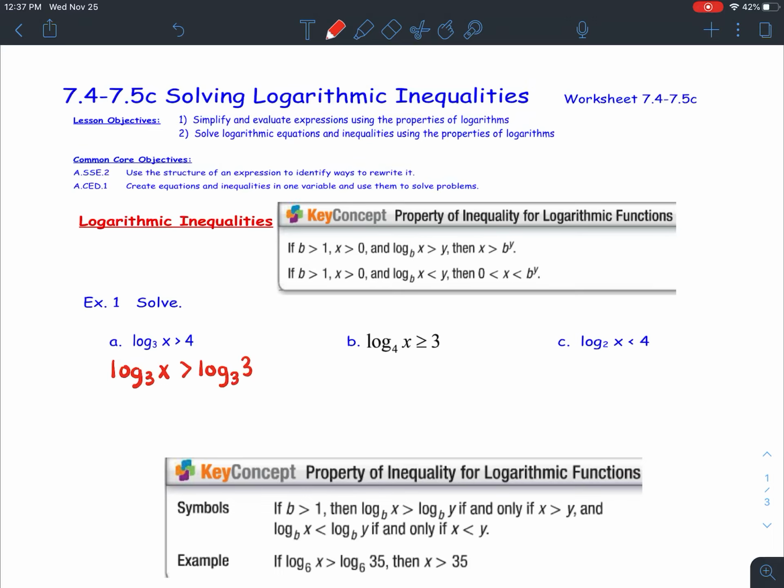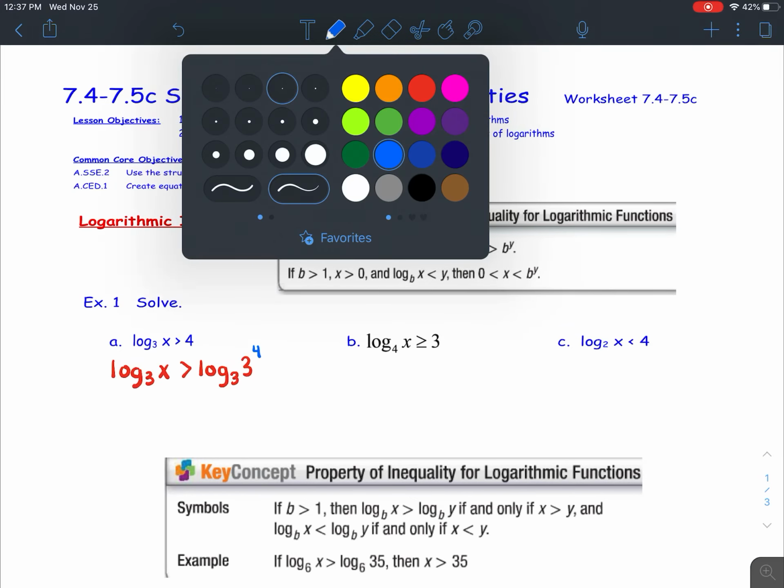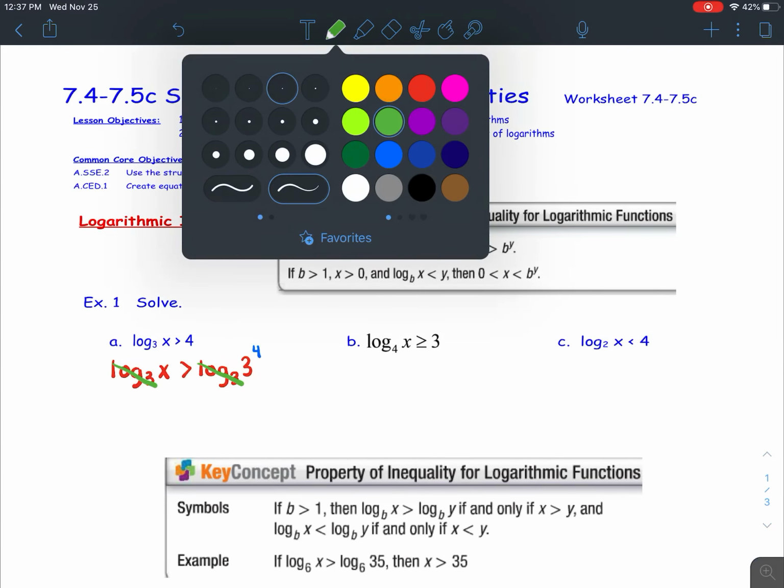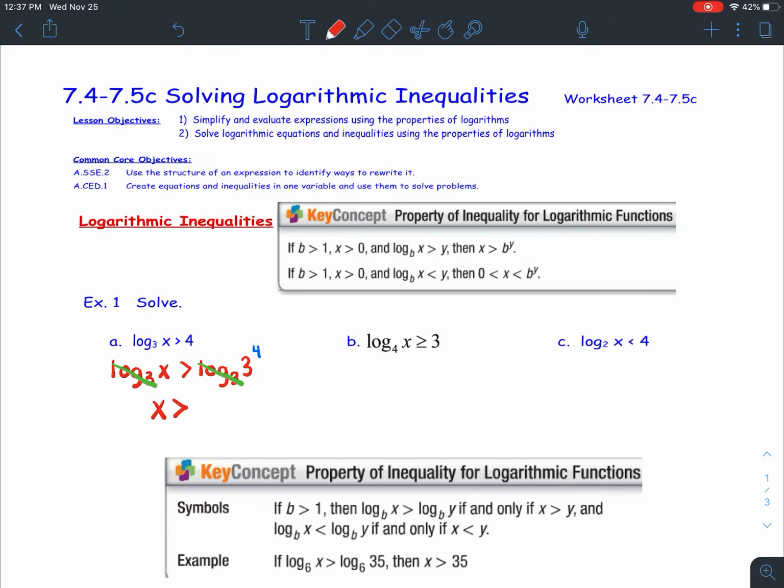So I'm going to choose 3 here, and then I'm putting the number 4 in the exponent. Okay. All right, now if I do the one-to-one property, remember you're only crossing off the log and the base. That leaves x is greater than 3 to the 4th, which would be x is greater than 81. Okay. Now there is one change with these problems.